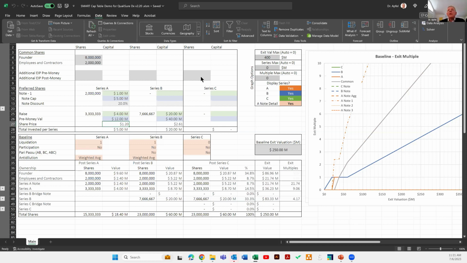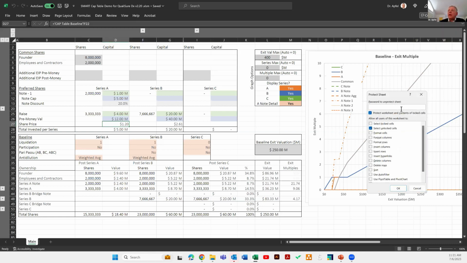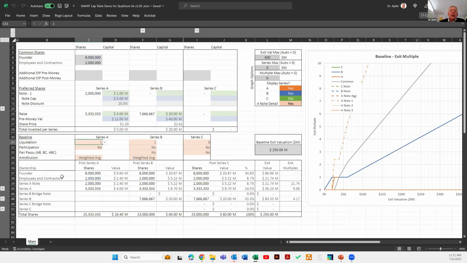But in principle, I'm happy to share it with individual investors, and you should just contact me. And what's important is I'll send it out protected, and that is because there are a number of formulas here, and if you were typing stuff in here, you would actually destroy the formula. So you should also make sure that you only type stuff into the highlighted fields, and then it should actually work very well. I have now protected the sheet.